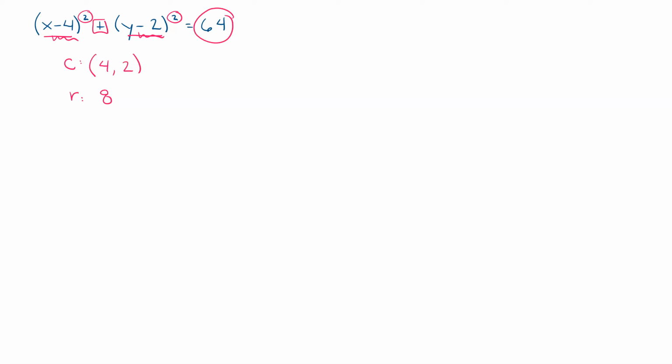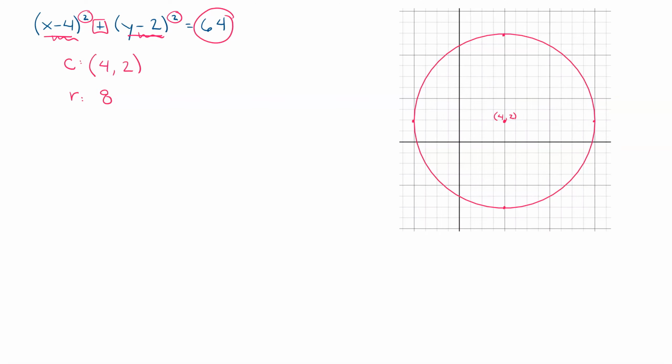When I sketch this, it looks like this. There's my circle, and you can see that I have my center of 4, 2 labeled on the graph, and I've gone 8 to the right, to the left, up, and down, and I've drawn the circle. And no matter how good or bad the circle is, I'm always going to label the radius with the radius value.